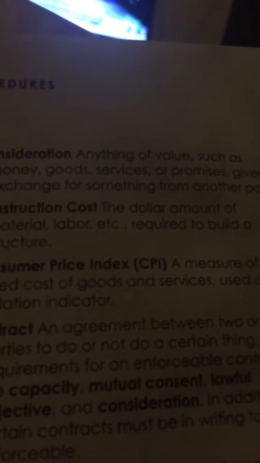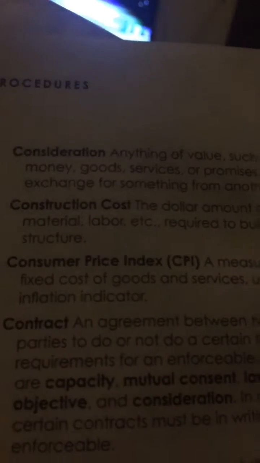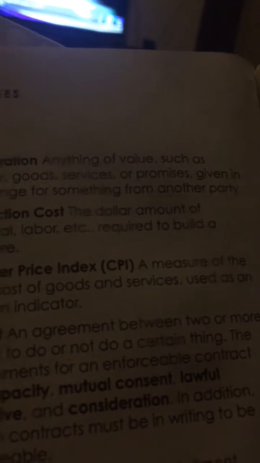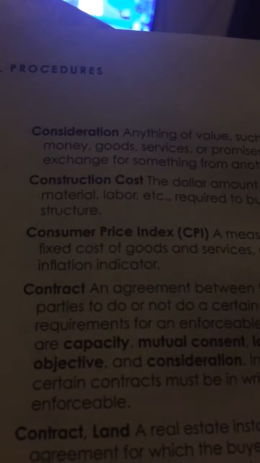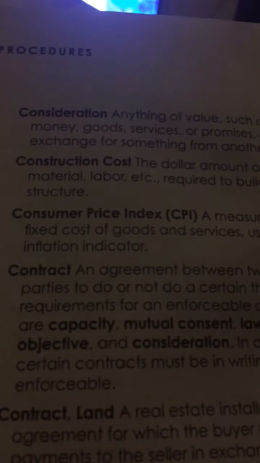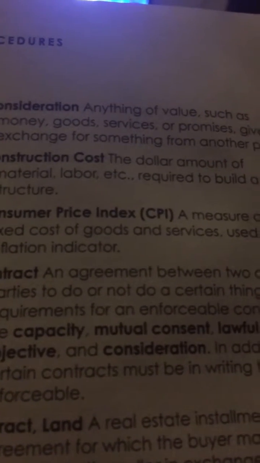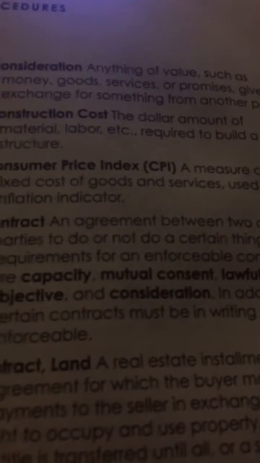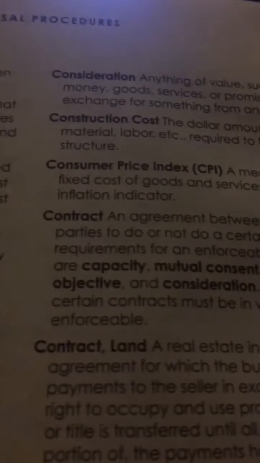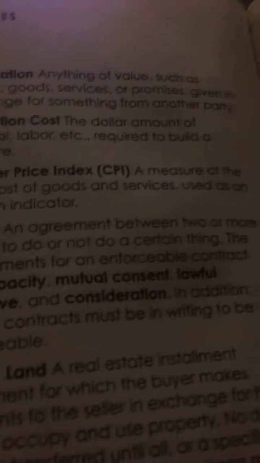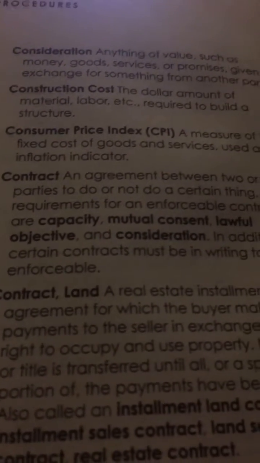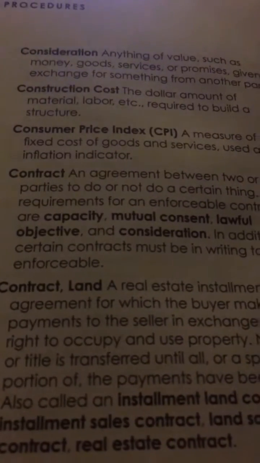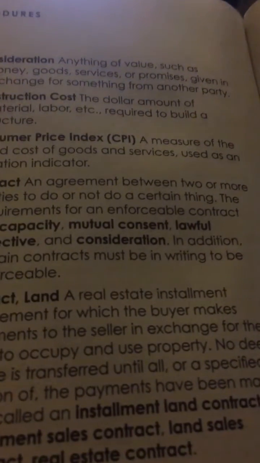Consideration. Anything of value such as money, goods, services, or promises given in exchange for something from another party. Construction cost. The dollar amount of material, labor, etc. required to build a structure. Consumer Price Index, CPI, a measure of the fixed cost of goods and services used as an inflation indicator.